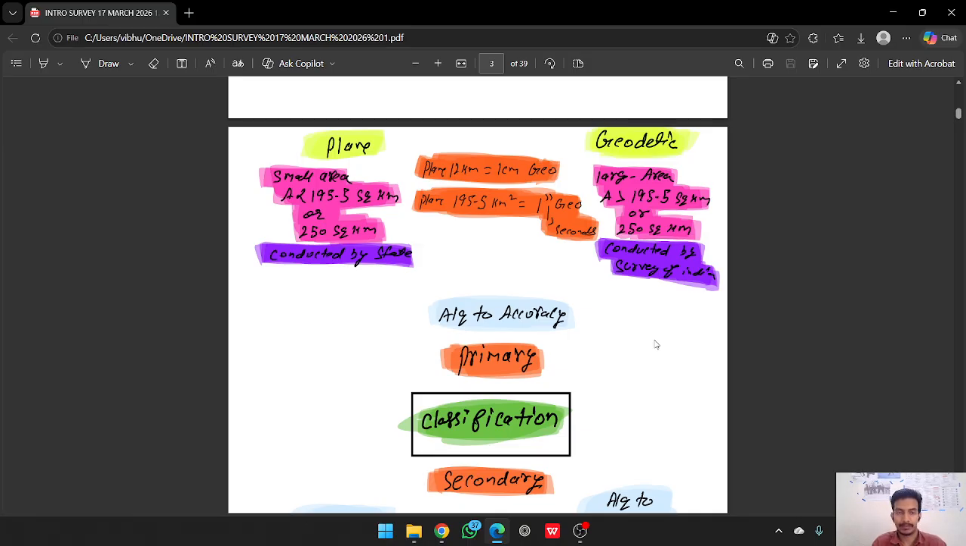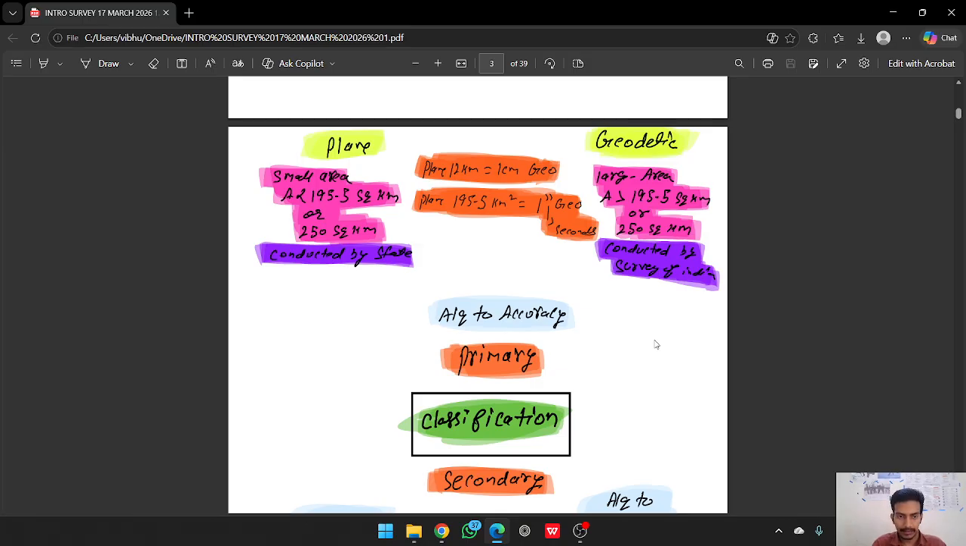In plane survey, we do not consider the curvature of Earth. In geodetic survey, we include the curvature of Earth. Plane survey is usually made for a small area, the area which is less than 195.5 square kilometer, or as usual 250 square kilometer is taken.